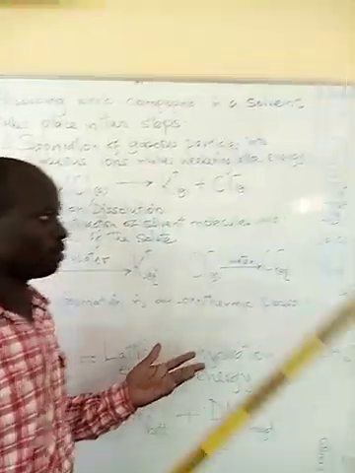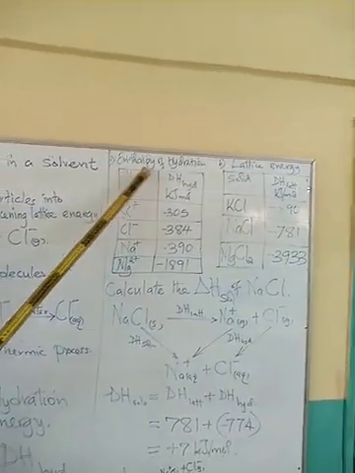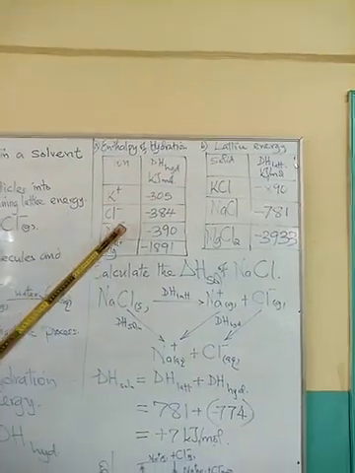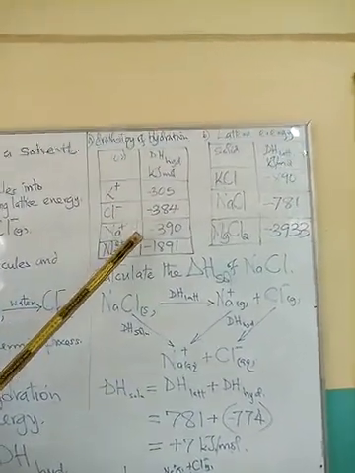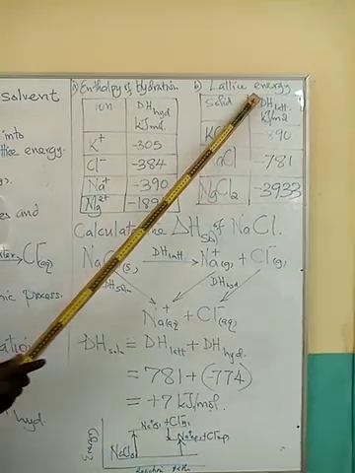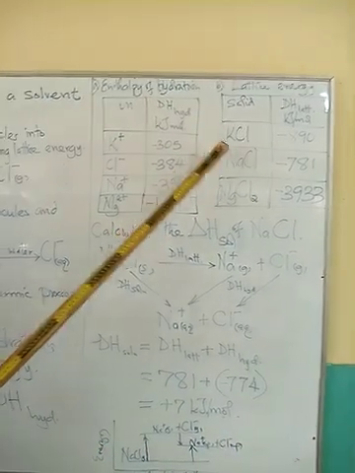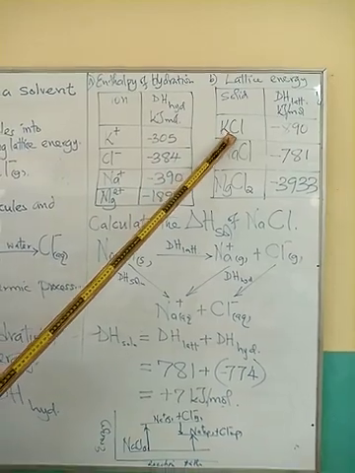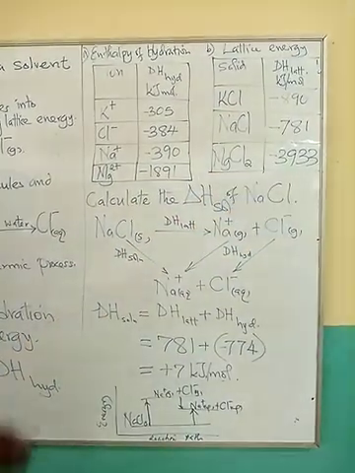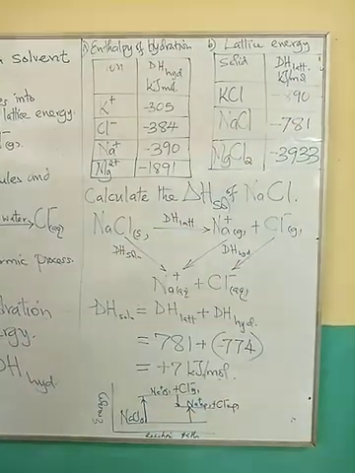Given, for example, as shown in the table, the enthalpy of hydration of various ions, for example potassium ion, chloride ion, sodium ion, and magnesium ion, and the lattice energies for the various compounds when we break the potassium chloride, sodium chloride, and magnesium chloride to form their gaseous ions.